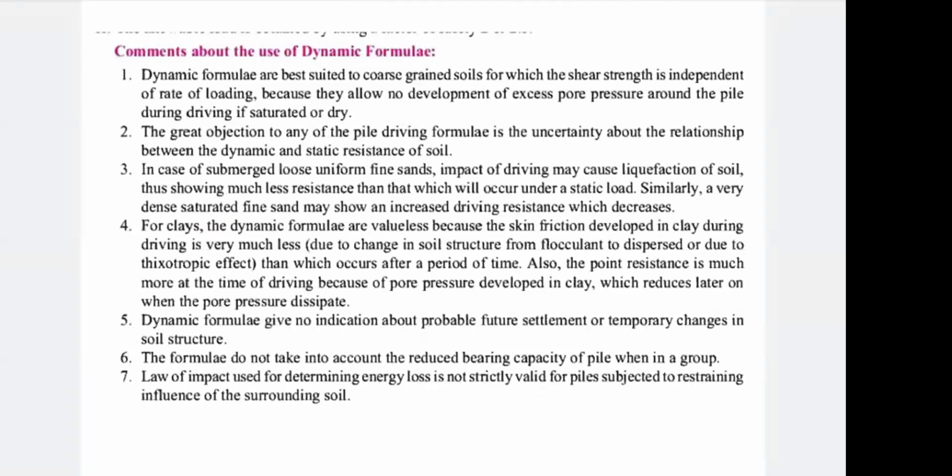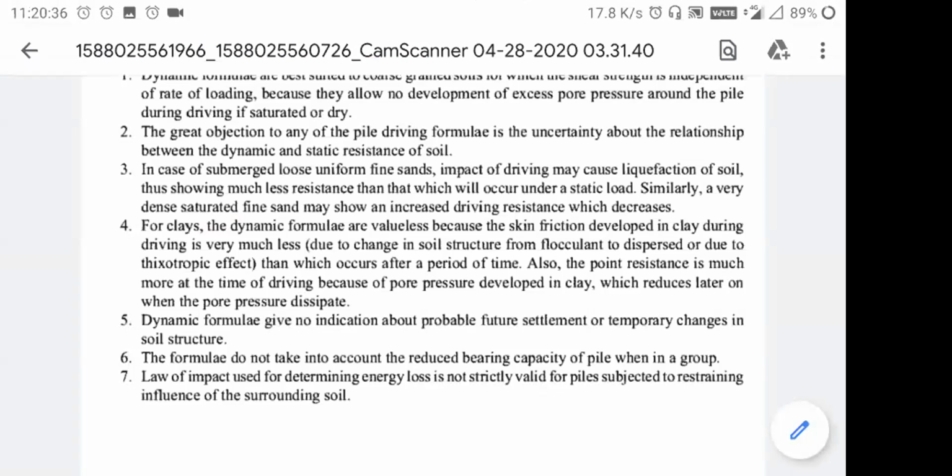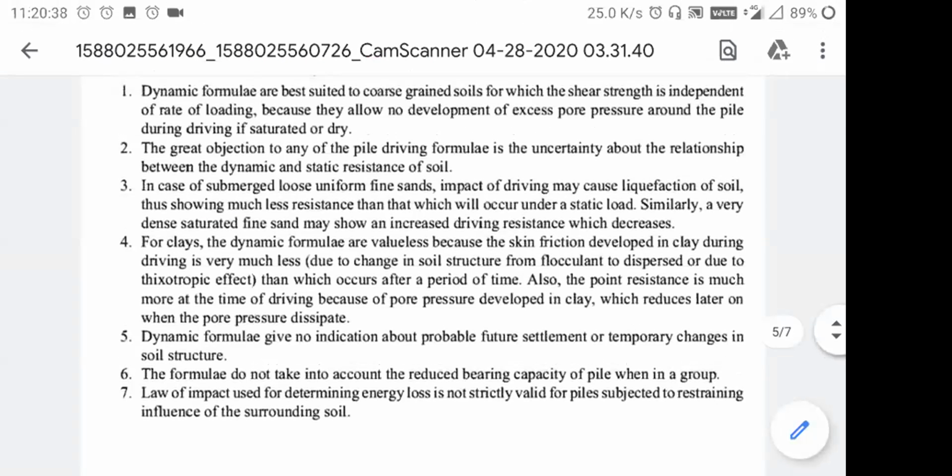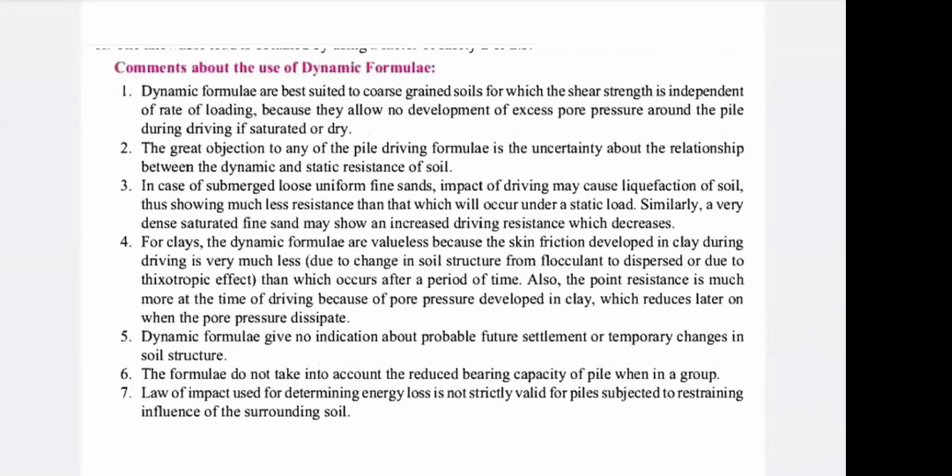The great objection to any pile driving formula is the uncertainty about the relationship between dynamic and static resistance of a soil. In case of submerged loose uniform fine sand, or generally a black cotton soil, you should definitely go for a deep foundation, suggested as a pile foundation. To determine the load carrying capacity of that BC soil, you should know the dynamic formula and the static formula.